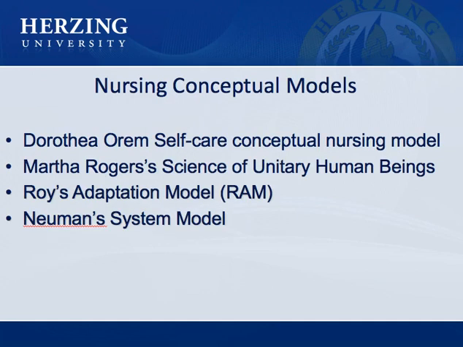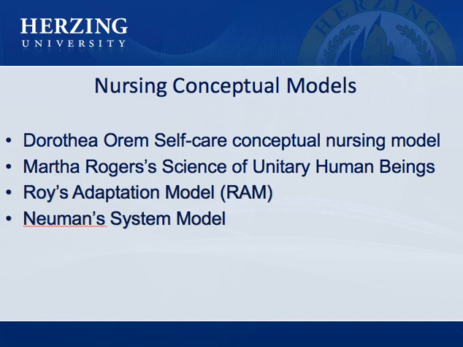Nursing conceptual models include the Orem self-care conceptual nursing model, which was developed in the early 1950s, and it has led to the development of theories on nursing systems, self-care deficits, and self-care. Another model is Martha Rogers' Science of Unitary Human Beings, first introduced in 1970. It sees people as unified wholes, constantly changing and becoming increasingly complex.